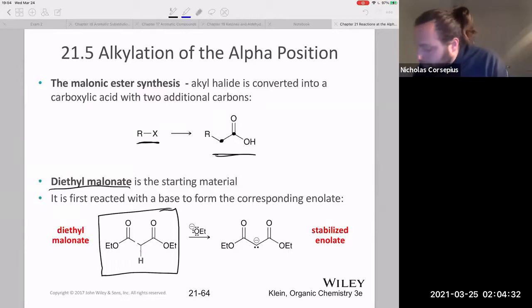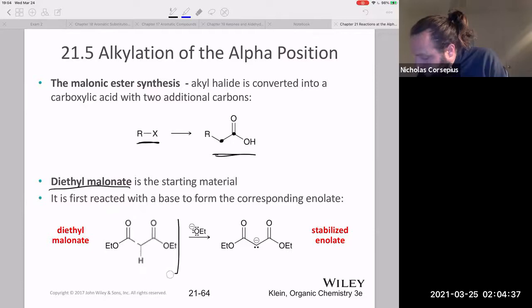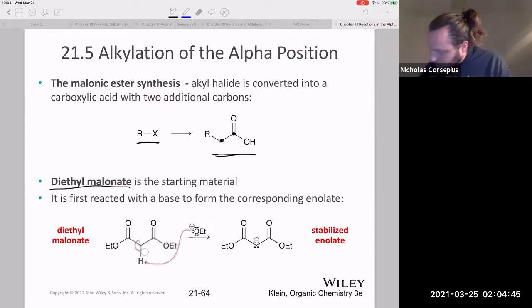All right, so let's look at the mechanism here. We're going to take our diethylmalonate. What do we know about these 1,3-dioxos and their alpha hydrogens? They're particularly acidic. So that alpha hydrogen is going to be removed by an alkoxide ion, and that's going to generate this enolate ion here.